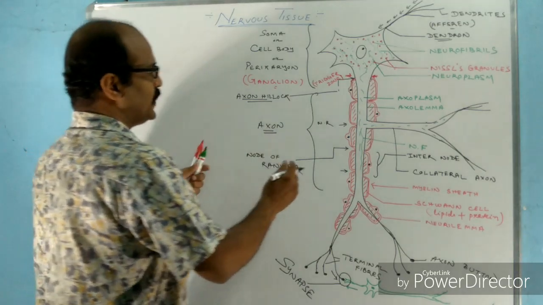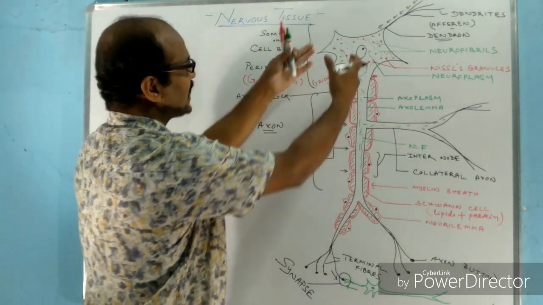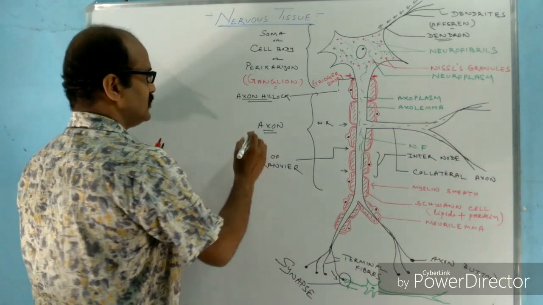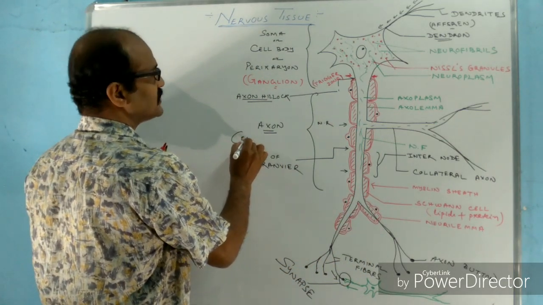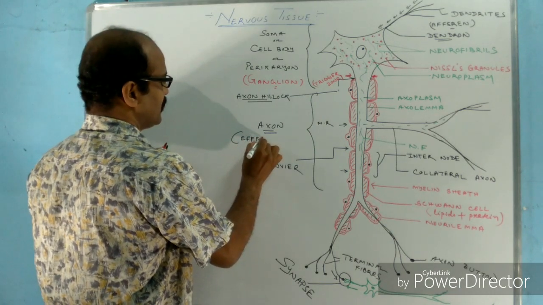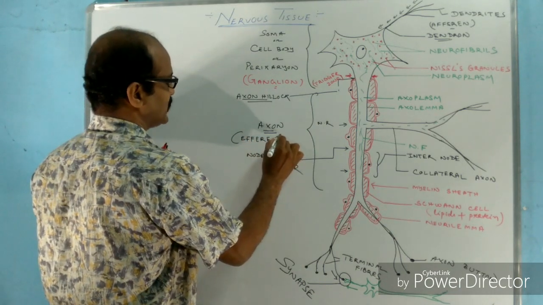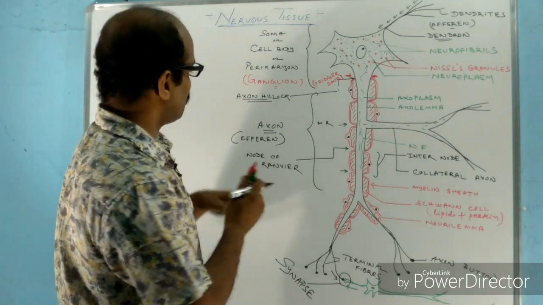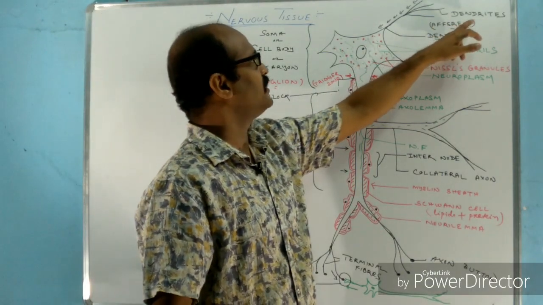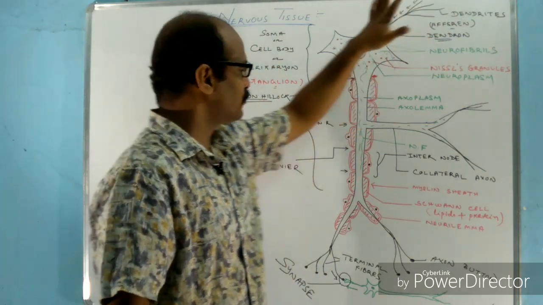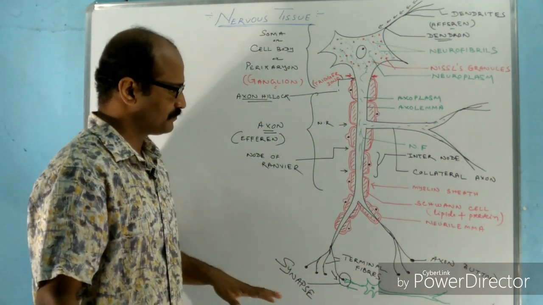This axon actually conveys the nerve impulse away from the cyton. That's why the axon is known as the efferent process. This is the efferent process of the cyton or the neuron, and the dendrites are the afferent processes of the cyton.